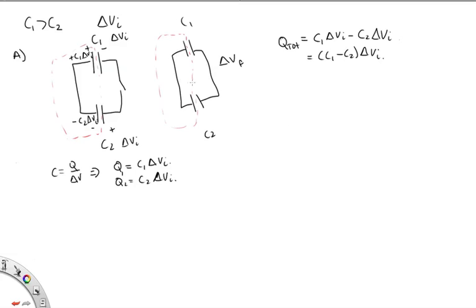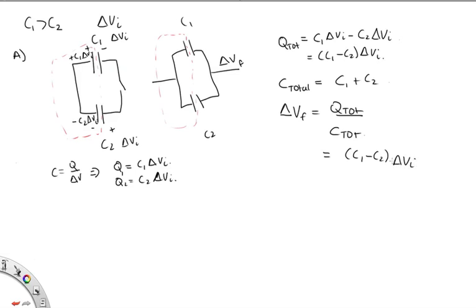Now we can consider these two to be capacitors in parallel. So we know that the total capacitance is equal to C1 plus C2 in parallel, and we've now got the total charge across these two plates. So we can use that to get our final voltage. So we've got that our final voltage is equal to the total charge over the total capacitance. And so this is equal to C1 minus C2 delta VI over C1 plus C2. So that there gives us our final voltage.